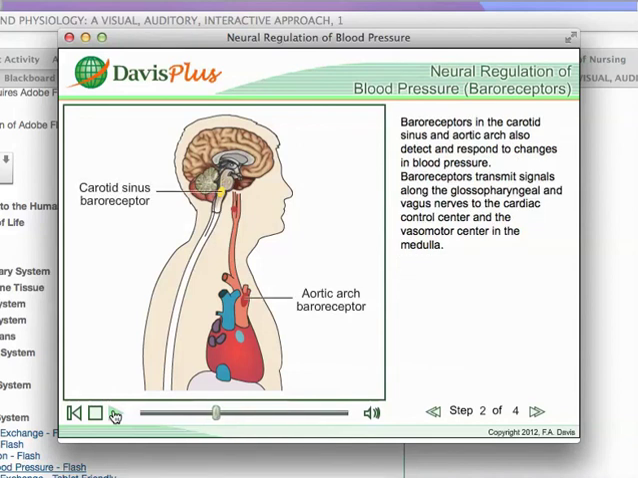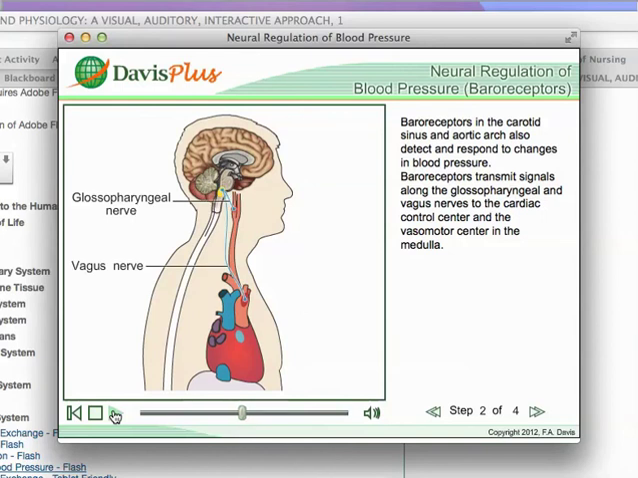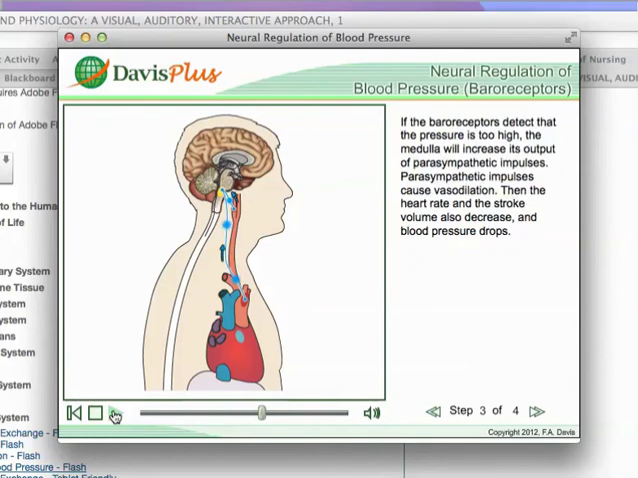Baroreceptors in the carotid sinus and aortic arch also detect and respond to changes in blood pressure. Baroreceptors transmit signals along the glossopharyngeal and vagus nerves to the cardiac control center and the vasomotor center in the medulla. If the baroreceptors detect that the pressure is too high, the medulla will increase its output of parasympathetic impulses. Parasympathetic impulses cause vasodilation. Then the heart rate and the stroke volume also decrease, and blood pressure drops.